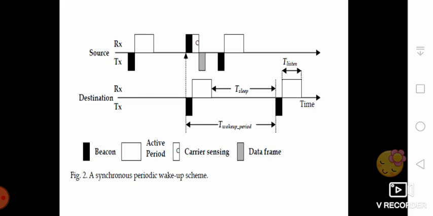So this is actually the synchronous and asynchronous low duty cycle comparison. Both types of protocol are compared in terms of four major terms, actually energy efficiency, latency, scalability and reliability. This is shown in the table.